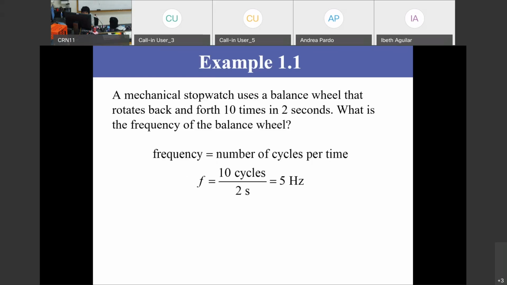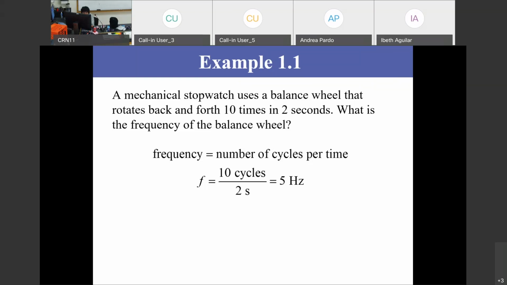Okay, an example of that will be this. You have a mechanical stopwatch that goes back and forth 10 times in 2 seconds. So what is the frequency? To know the frequency is the number of cycles per time. How many cycles do you have in this example? 10. And what's the time? 2 seconds, right? So you just divide that. 10 divided by 2, 5 hertz. So the only thing that you need to remember here is the units of frequency, all right, which is 1/second.